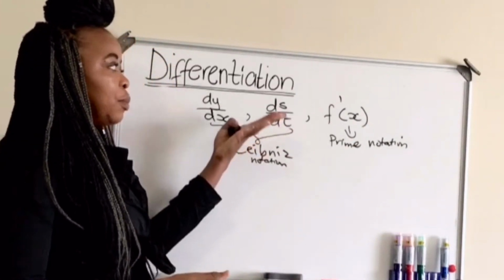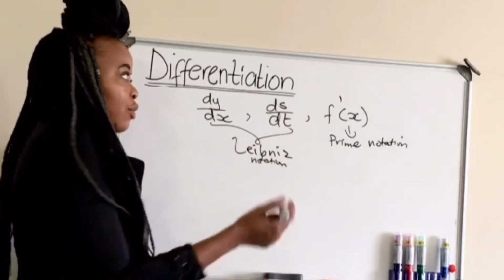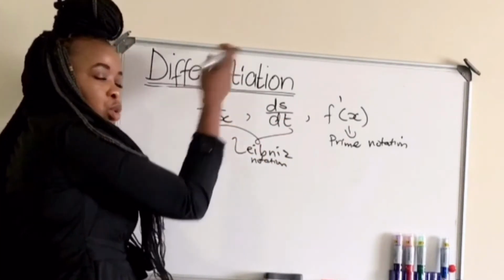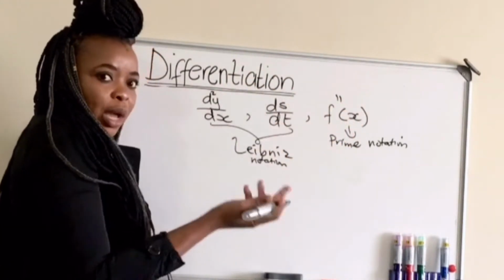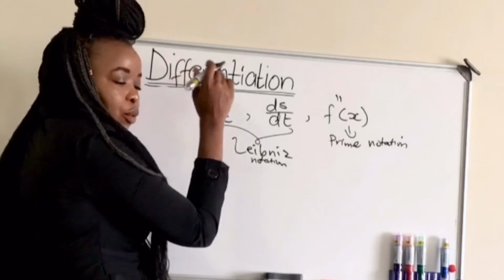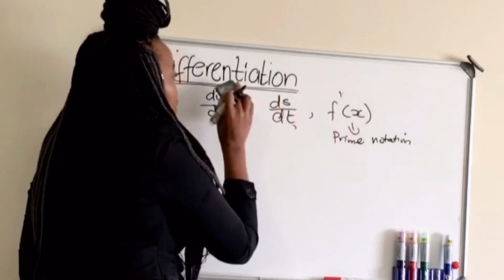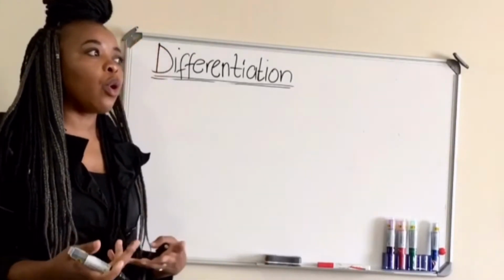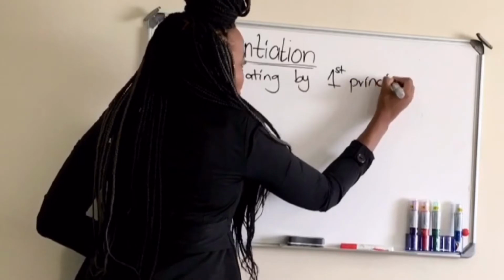If we find ourselves needing to find the second derivative, because this is like d to the power 1 of y, we can just put a 2 there. We just make this prime twice. So then that's the second derivative of y with respect to x. But here, we're just going to focus on the first derivative. Now we are going to look at what we call differentiating by first principle, or first principle of differentiation.